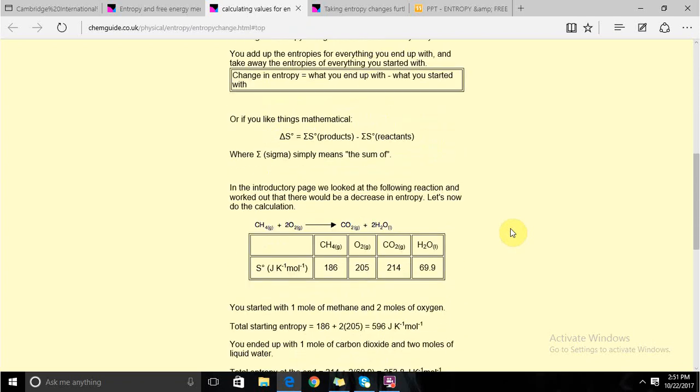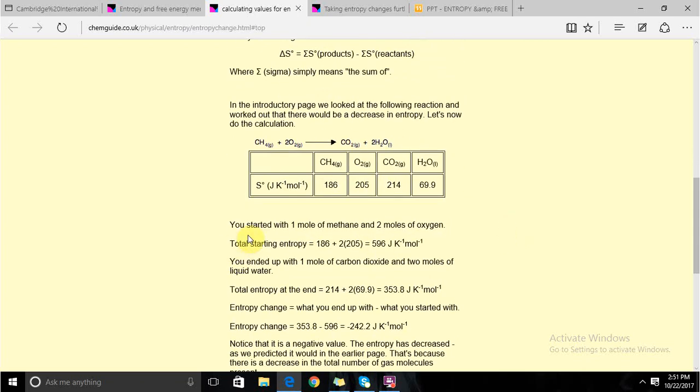In the introductory page, we looked at the following reaction and worked out that there would be a decrease in entropy, but that was based on guesswork. We're comparing the number of gaseous molecules, but if we did have actual values, we could be certain by calculating the overall entropy change. Not really certain because surroundings are there as well, but certainly more certain than the previous one.